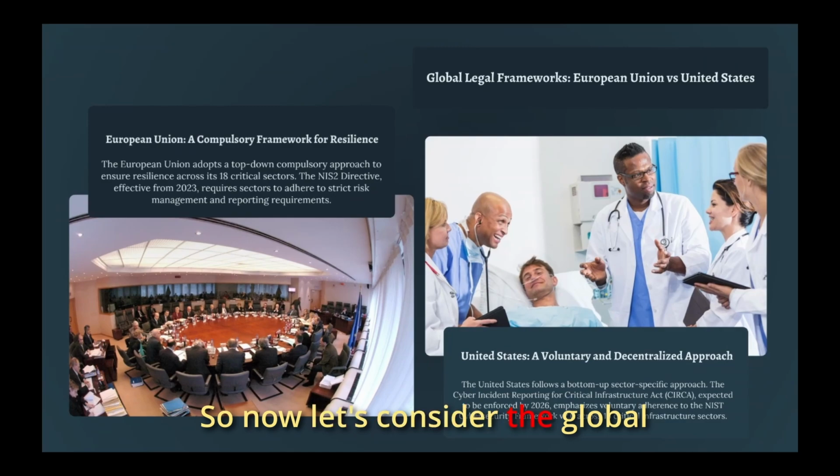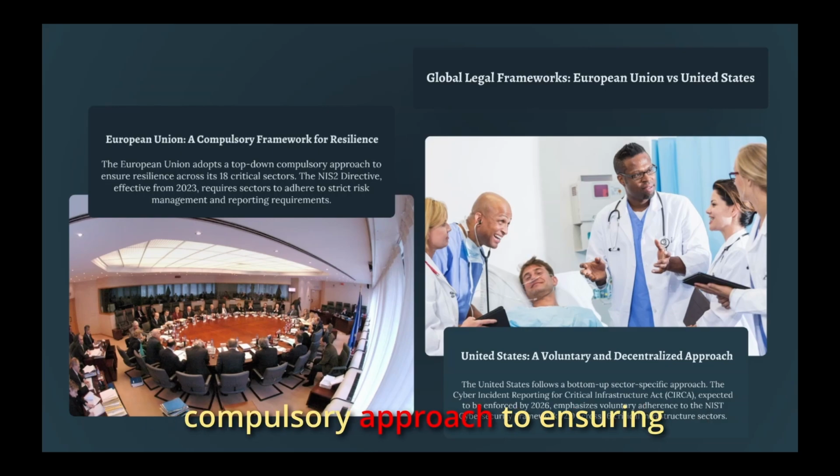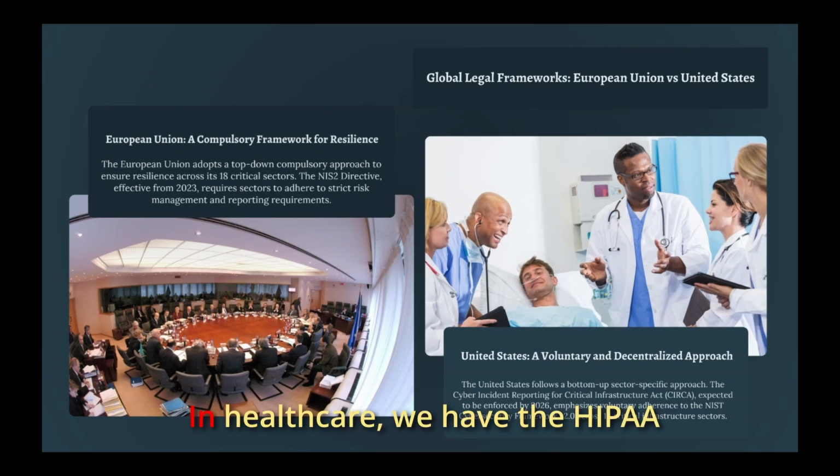So now let's consider the global landscape and legal frameworks available today. The European Union adopts a top-down compulsory approach to ensuring resiliency across 18 sectors, and healthcare obviously is one of those. The NIS2 directive requires sectors to adhere to strict risk management and reporting requirements. By contrast, the United States follows a bottom-up, sector-specific approach. In healthcare, we have the HIPAA regulation requiring protection of patient data.